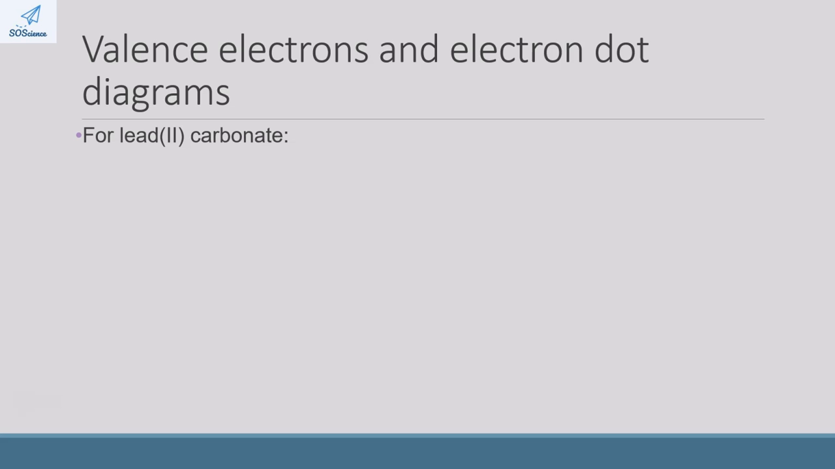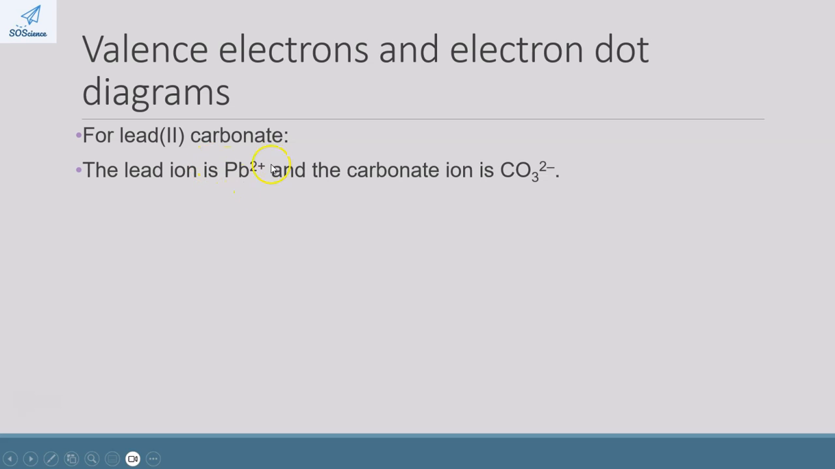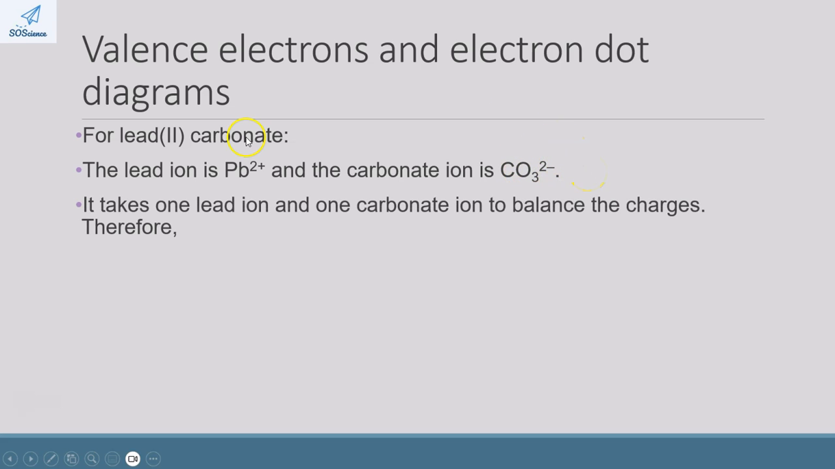Let's look at lead-2 carbonate. So the lead ion, lead-2, is Pb2+, and the carbonate ion is CO3 2-. So this guy wants to give away 2 electrons, and this guy wants to gain 2 electrons. So it takes 1 ion of lead to balance out the charge of 1 ion of carbonate. So 1 Pb2+ and 1 CO3 2- makes 1 PbCO3.